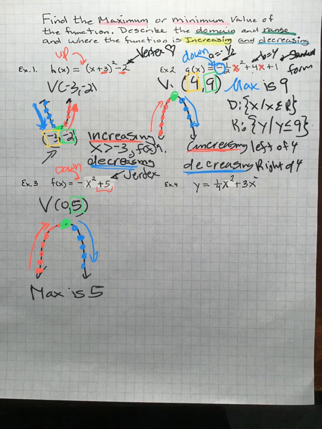And then we know the domain: all real numbers. And the range, let you do the range this time. y is less than or equal to 5. And then when is it increasing or decreasing?